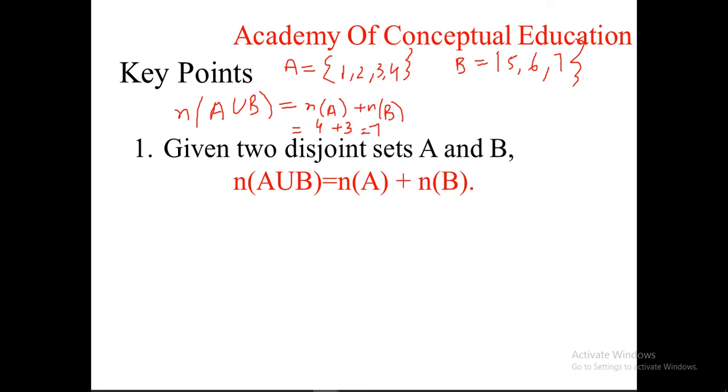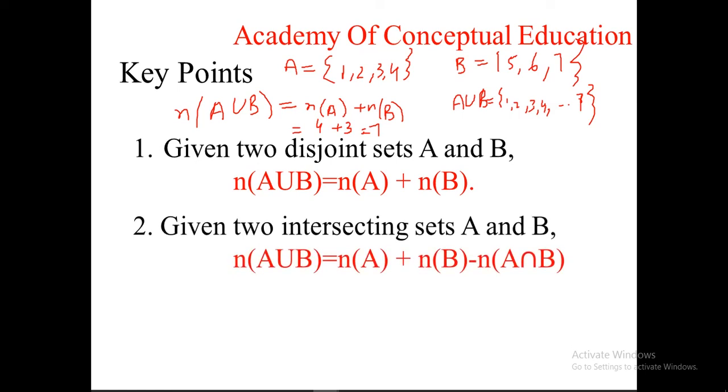So the total number of elements of A union B will be 7. And we can also see this by finding A union B. A union B will be equal to 1, 2, 3, 4, 5 up to 7. So we can see that the number of elements of A union B is 7.